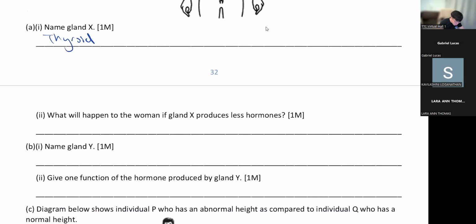Right? So number 2, what will happen to the woman if gland X produces less hormone? When you have less thyroxine, what happens? So many things. You have low metabolism, a tendency to get fat, low heart rate, low breathing rate. Everything just slows down, even your digestion. It's the opposite of high thyroxine. If your thyroxine is very high, you will get a very high heart rate and you will be sweating a lot. With low thyroxine, you just don't sweat.